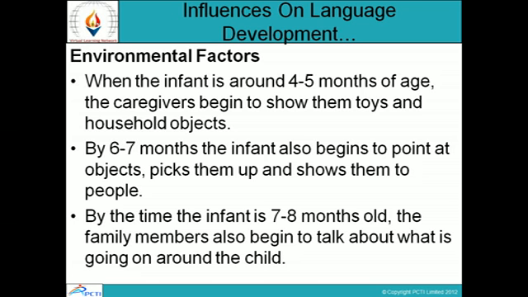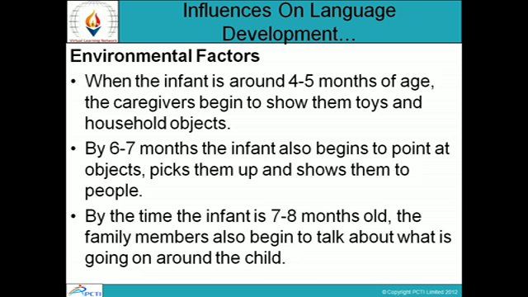Next is environmental factors. When the infant is around 4 to 5 months of age, the caregivers begin to show them toys and household objects, to keep the child busy and to fascinate the child. By 6 to 7 months, the infant also begins to point at objects, picks them up and shows them to people. By that time, the infant also gains understanding of a particular object.